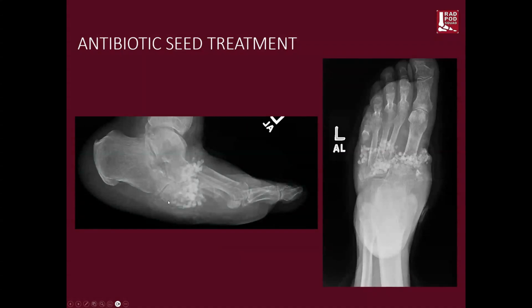After an antibiotic seed treatment, you can see that there are gentamicin-laden seeds placed throughout the midfoot to try to control some of this infection and get it stabilized and organized, ready for the patient's next stage, which will likely be an amputation of a higher level.